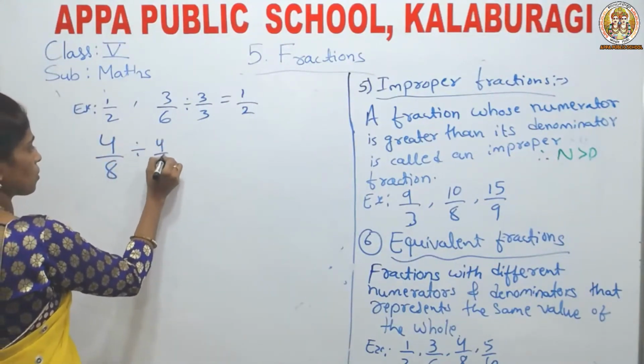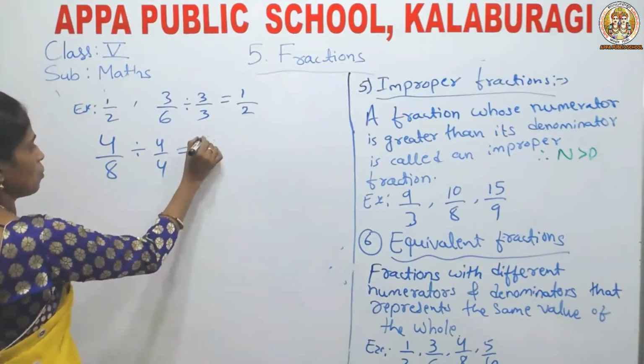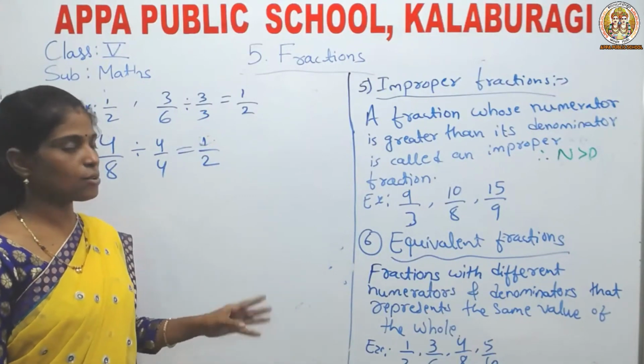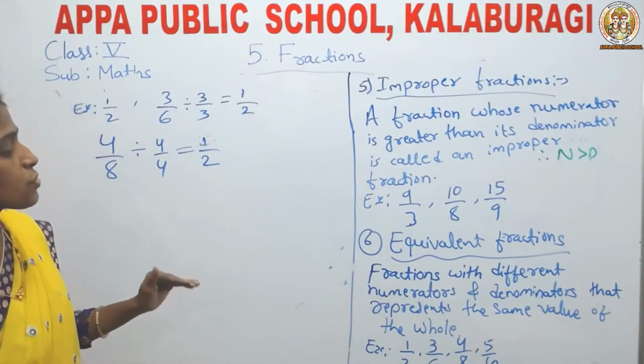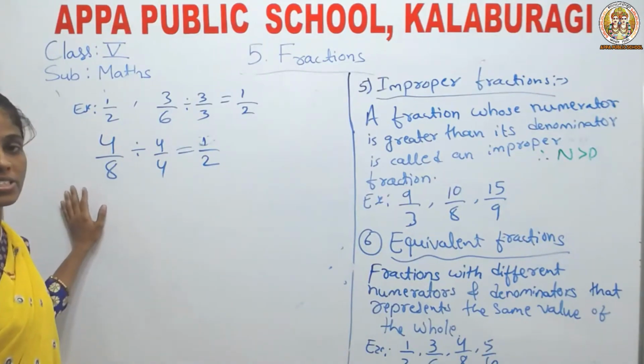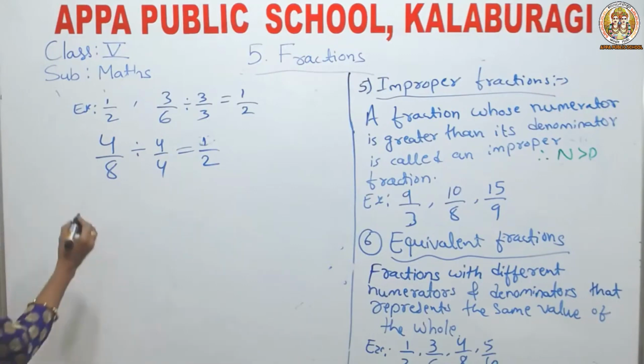Next one, here they are making the example 4 by 8. Divide the numerator and denominator by 4. 4 ones are 4, 4 twos are 8. And that is 5 by 10 also, 5 ones are 5. Here, fractions with different numerators and denominators that represent the same value of the whole are called equivalent fractions.